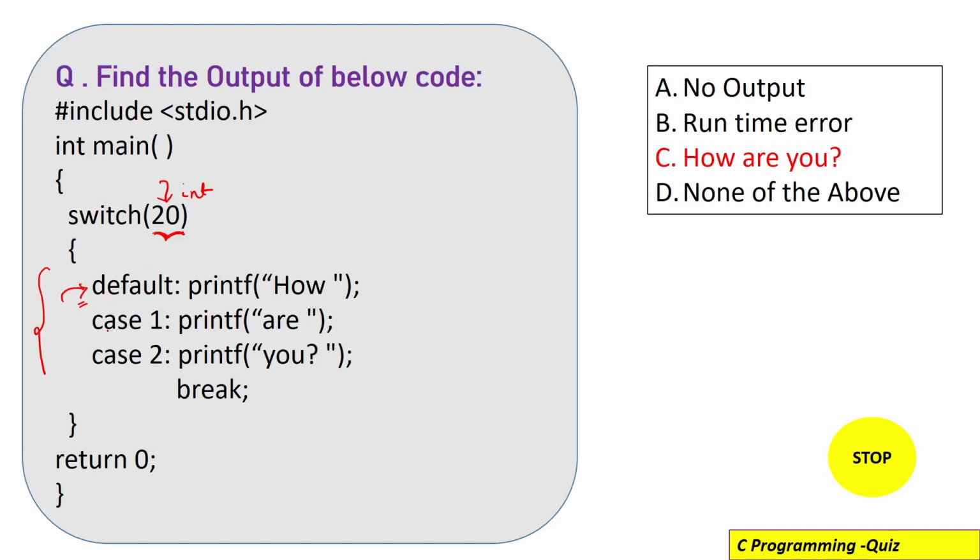So how will this program work? We will come to the cases first and see which case is matching with the case number 20. We can see there is no case matching with 20. These are case 1 and case 2, so they are not matching. After this is not matched, we will go above and see, okay, there is a default statement, and we will execute this statement. So this will give me how, and a space.